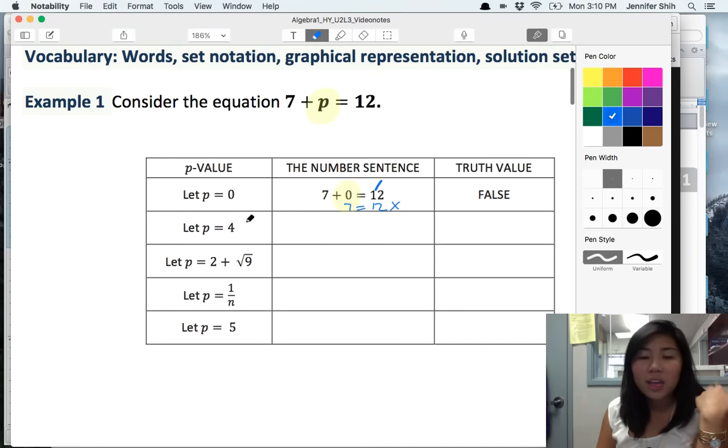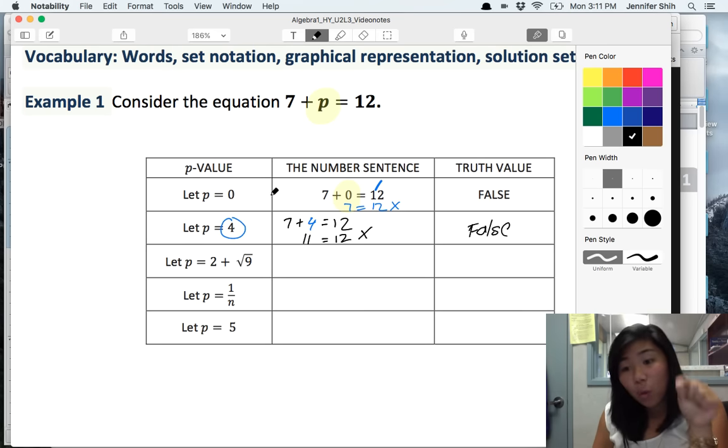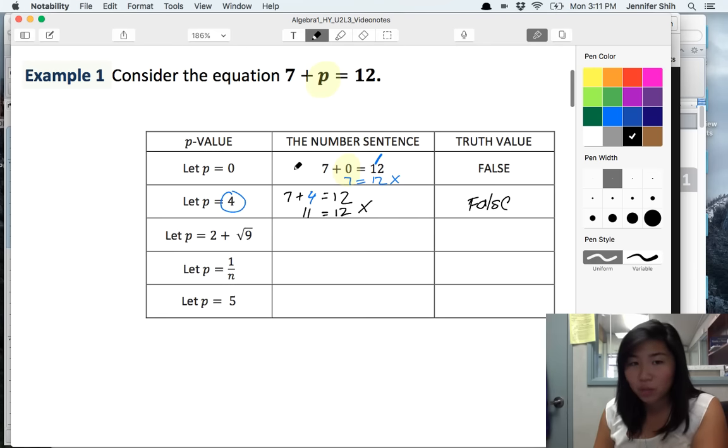Okay, let's try if p is equal to 4. So we have 7 plus 4 is equal to 12. Let's see if this works. So we'll get 11 is equal to 12. No, so this is also false. What is false? The solution p equals 4 makes a false equation. The number sentence is not true when p is equal to 4.